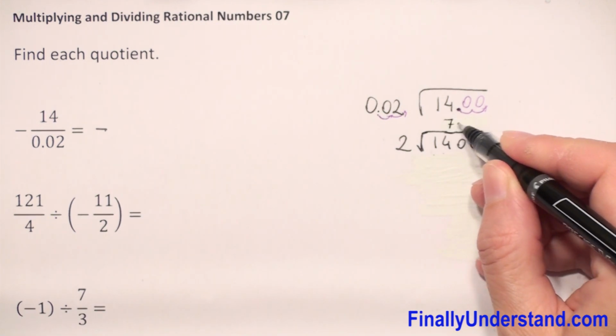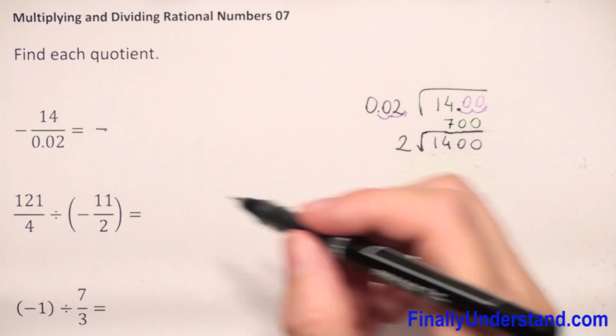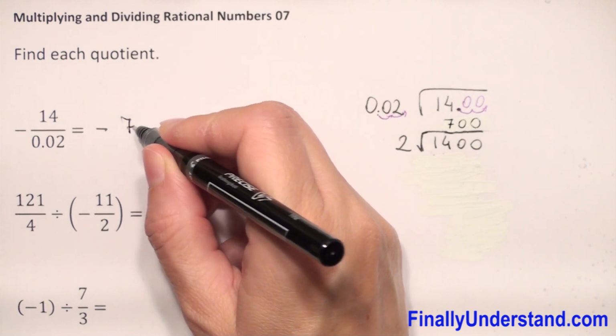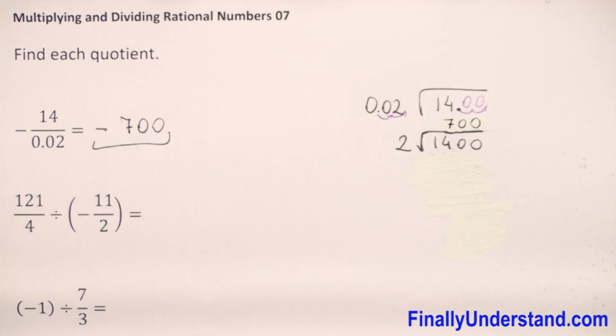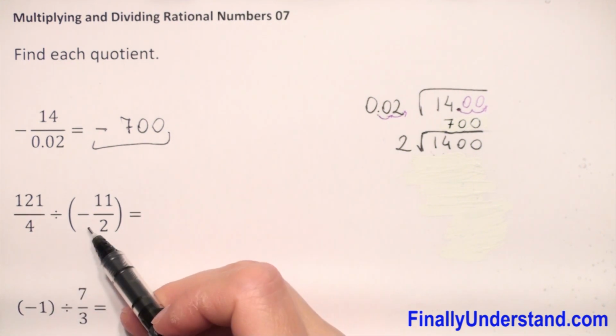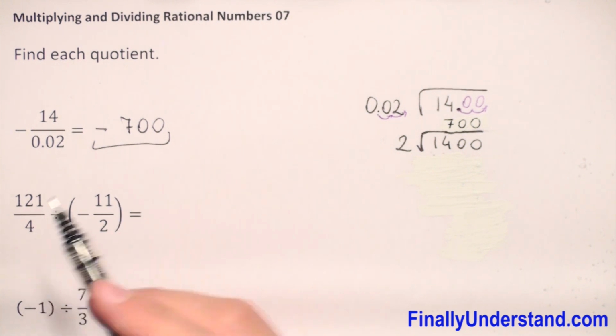This is 7 hundredths. We have the solution to the first example. Negative sign we copy, and we have 7 hundredths. Next example, we have division of a positive number and a negative. When we don't have any sign, it's always a positive number.